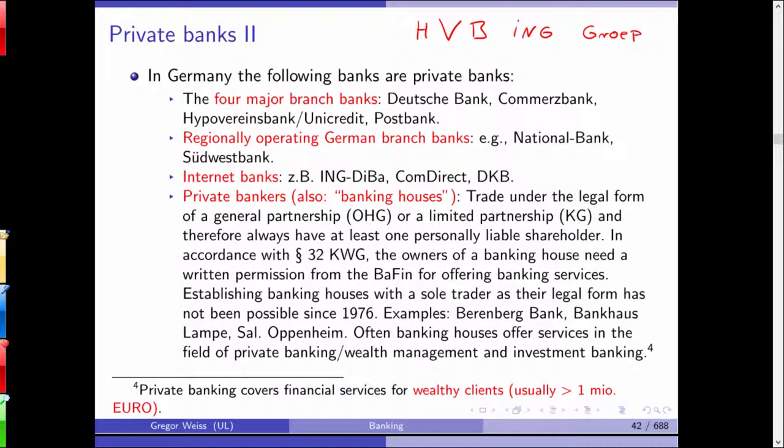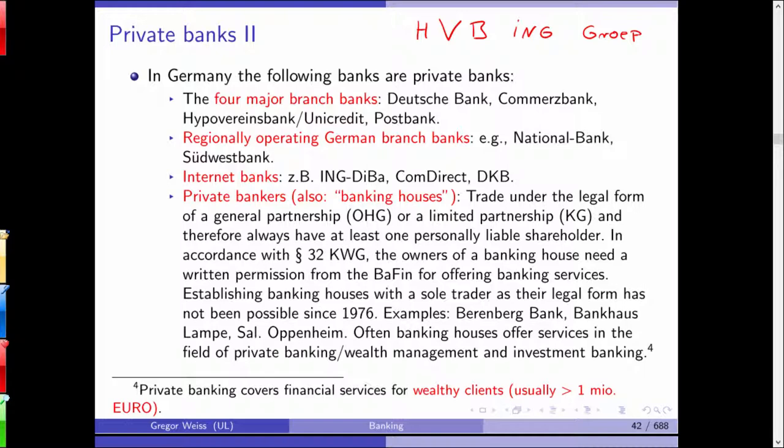And then we have private bankers, or banking houses in German, Bankhaus, Bankhäuser. Those are the only ones that are allowed to trade under the legal form of a general partnership or a limited partnership. The Kommanditgesellschaft is close to a limited partnership, and the OHG, the Offene Handelsgesellschaft, is close to what is a general partnership in the UK legal system. And therefore, they have at least one personally liable shareholder. And the German Banking Act, paragraph 32, states that the owners of a banking house need a written permission from BaFin for offering banking services.